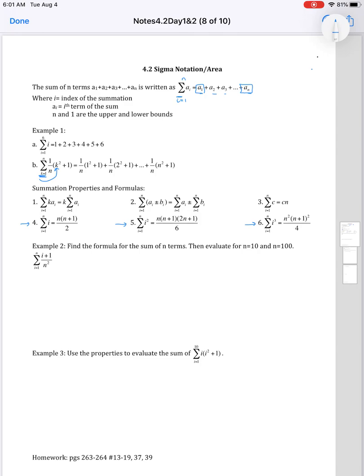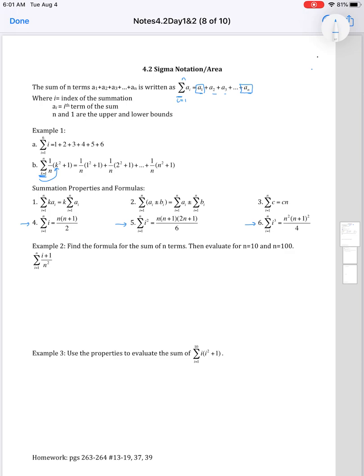So number 1 says if we have the sigma symbol with k times a sub I, well, k is a coefficient. It's a constant, so I could just pull that out. So it's k times the sigma of a sub I. 2 is that if you're adding or subtracting multiple terms, you just figure out the sigmas of each one separately, and then you add or subtract them. And then for 3, if you're taking the summation of a constant c, it's the constant times whatever the n value is, which is your upper bound.